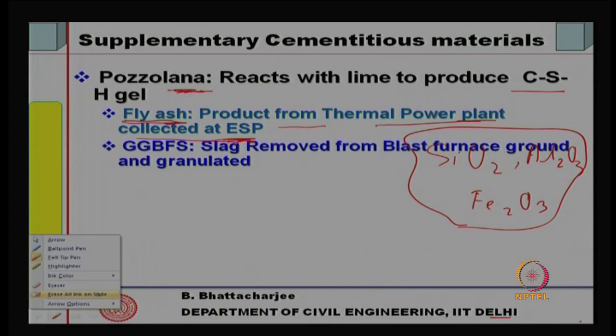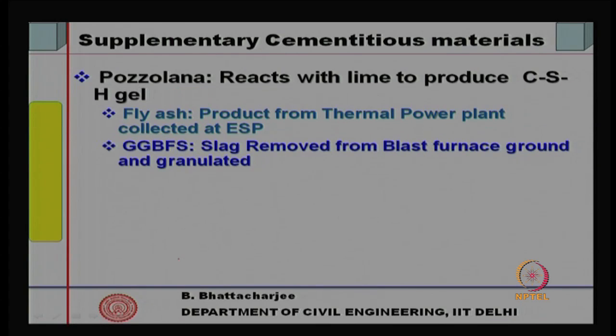So, fly ash is a pozzolanic material, but not only fly ash, there is also ground granulated blast furnace slag. Iron ore also contains clay as impurity, and when one wants to remove it in the blast furnace, lime is added to remove it.